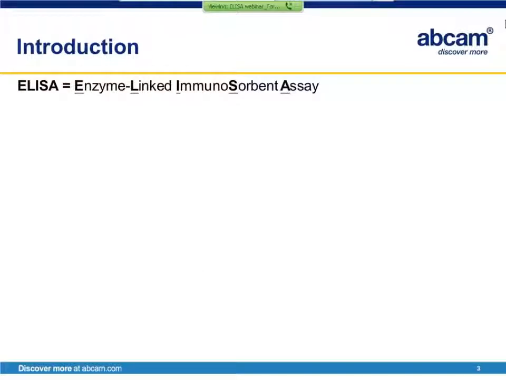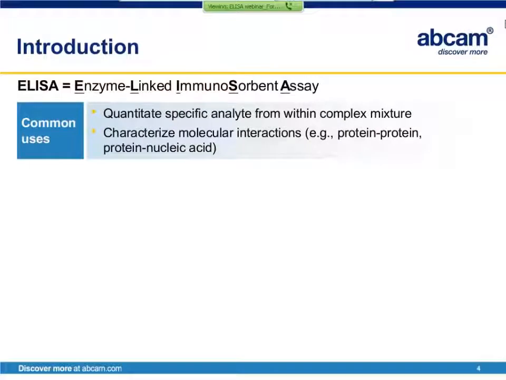ELISA stands for Enzyme-Linked Immunosorbent Assay. And common uses of the ELISA assay are to quantitate specific analyte from within complex mixtures and to characterize molecular interactions such as protein-protein and protein-nucleic acid interactions.